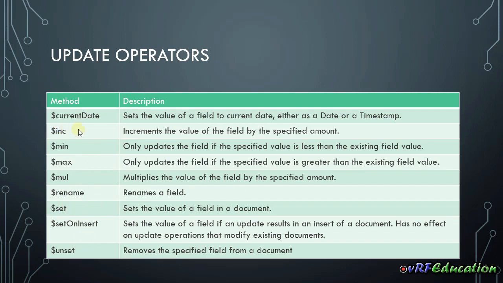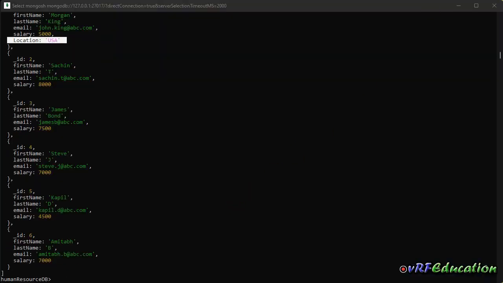For example, $inc is going to add something to a specified field. Min, max, mul, and also rename. These are the different types of operators that we can use, and I'm going to check a couple of them in this session. So let's get back here. Imagine that I'm going to increase the salary of the person with the name of Steve by 500.